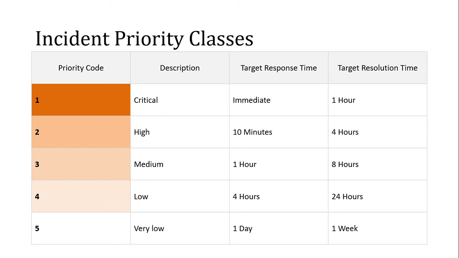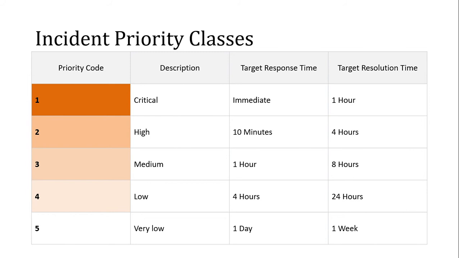Okay. Priority code: if it is a P1 ticket, we call it a critical incident, and we are supposed to respond immediately, and we have a resolution time of 1 hour. Within 1 hour the ticket is supposed to get resolved. For a P2 ticket, we call it a higher priority ticket, and we are supposed to respond within 10 minutes. And we have a resolution time of 4 hours, which means that we are supposed to provide the resolution within 4 hours.